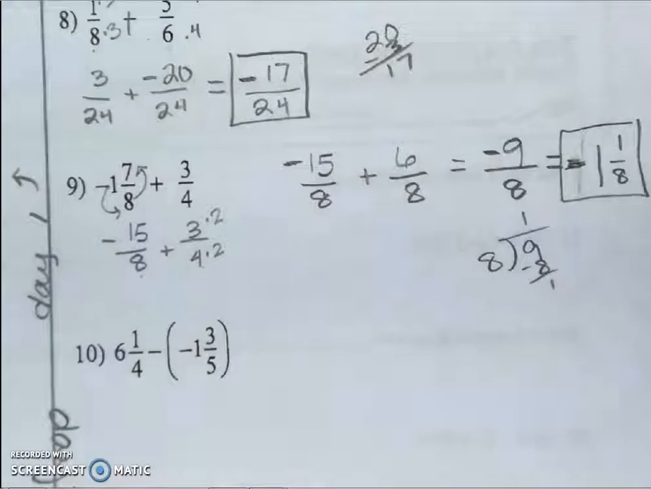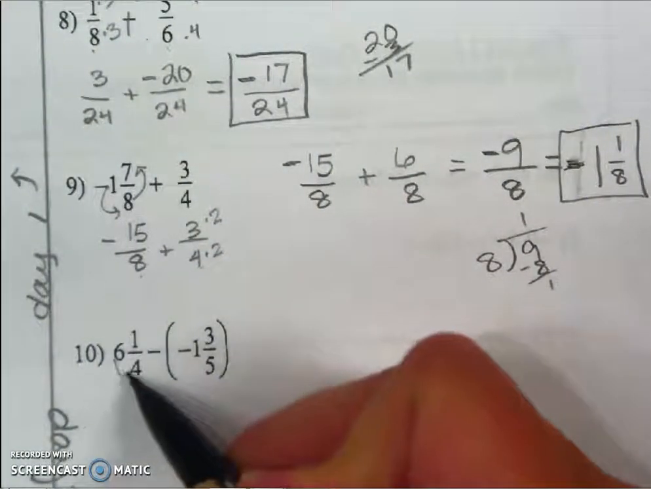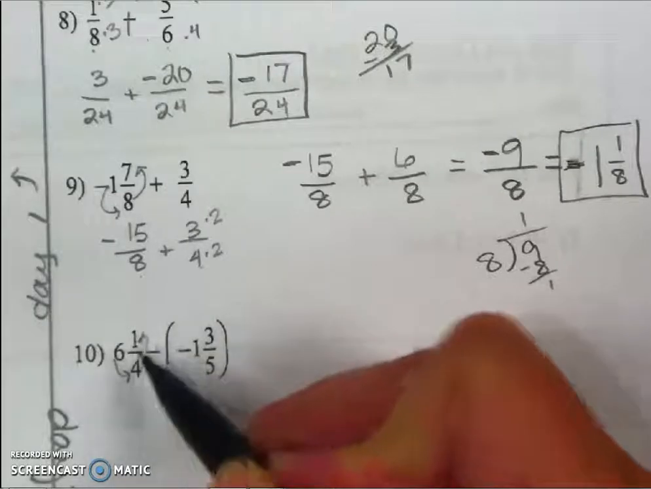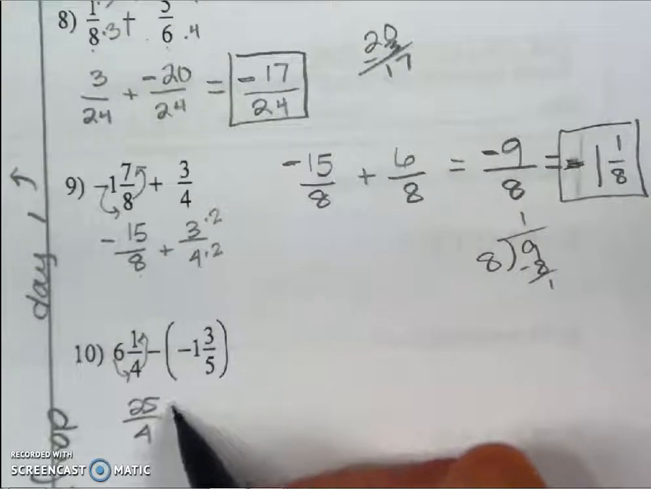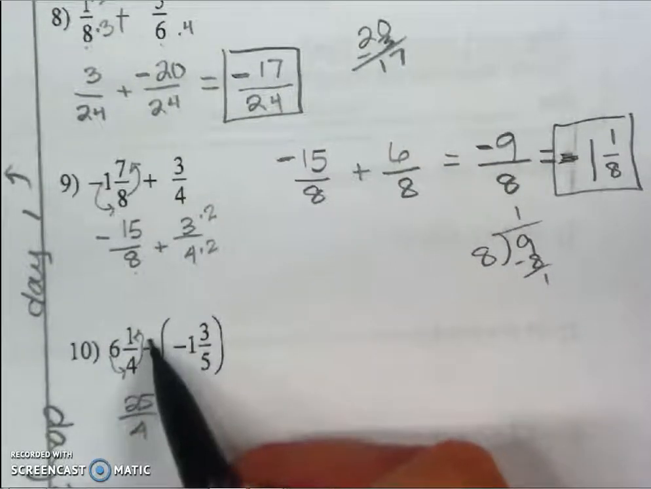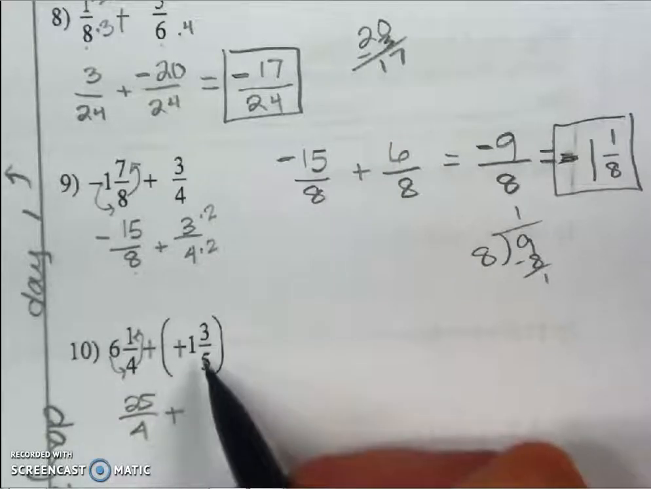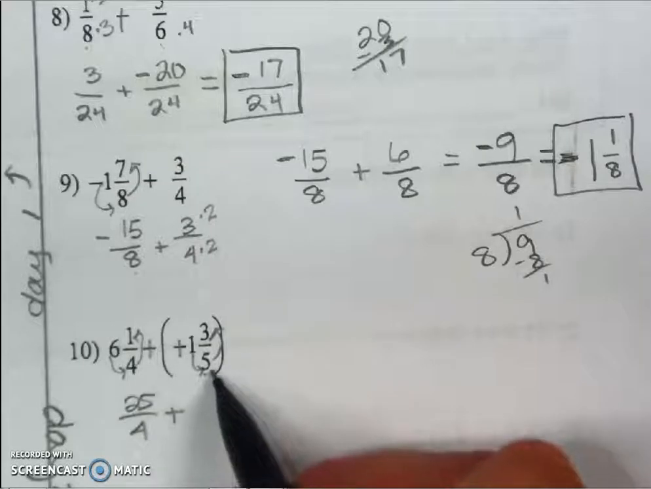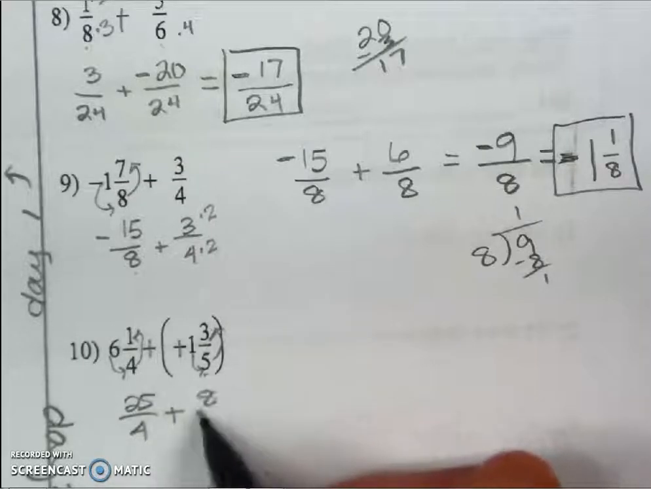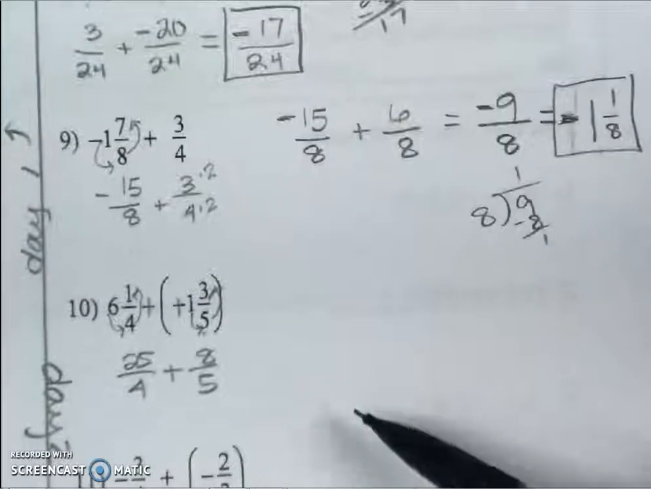Ooh, here's a good one. This one has both mixed numbers. Big by the bottom, add the top. That'd be 24. One more would make it 25 fourths. 25 fourths. I see minus and negative means add the opposite. So I'm going to write plus big by the bottom, add the top. Big by the bottom is 5, plus the top is 8 fifths. Now we are looking at 25 fourths plus 8 fifths.